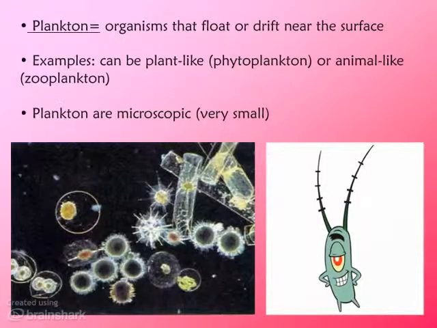So the first type of marine life that you'll hear about is plankton. Plankton are tiny microscopic organisms that either float or drift near the surface. They really don't move on their own. Some examples of plankton are phytoplankton, which are kind of plant-like, and zooplankton, which are animal-like. Now, I know in the picture you see a plankton from SpongeBob, but he's not really what we're talking about.